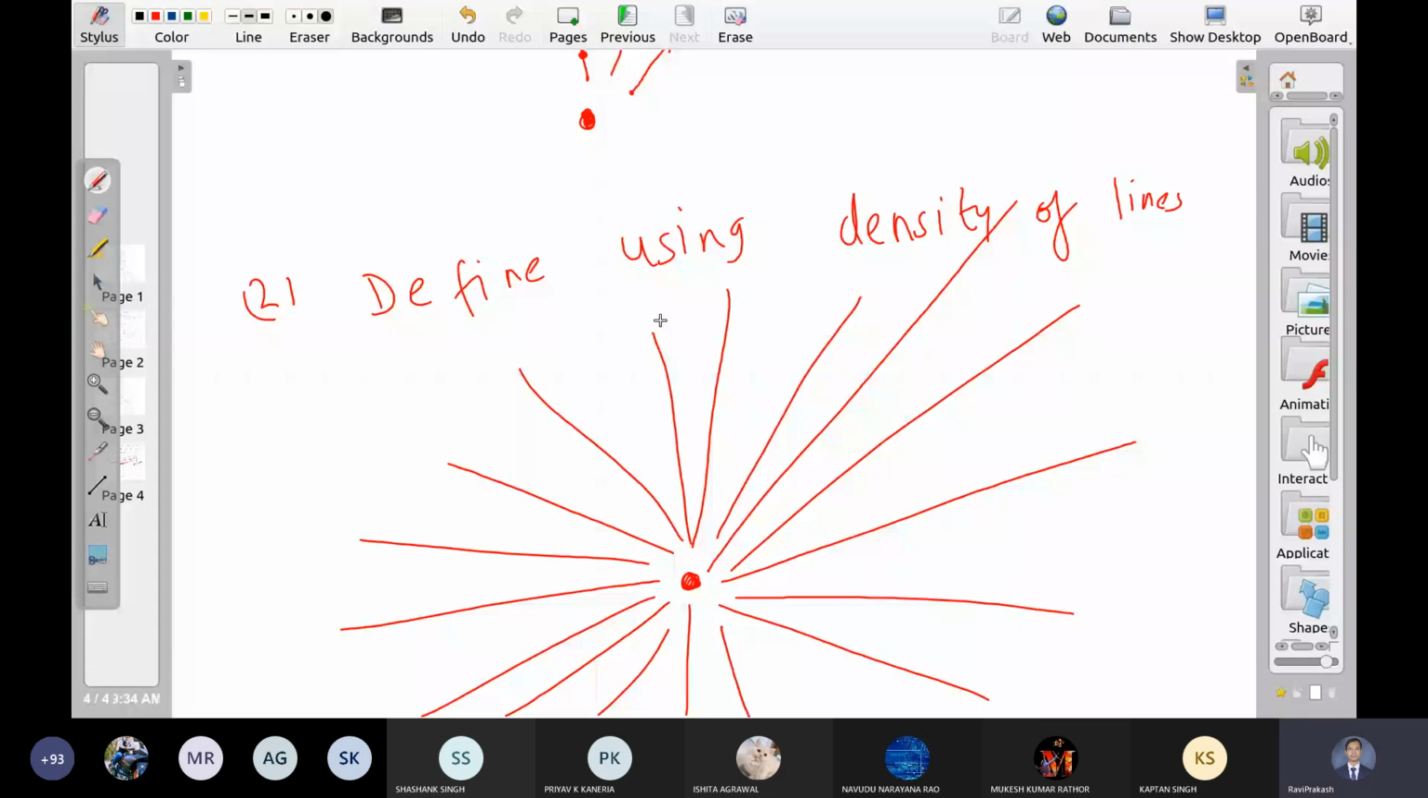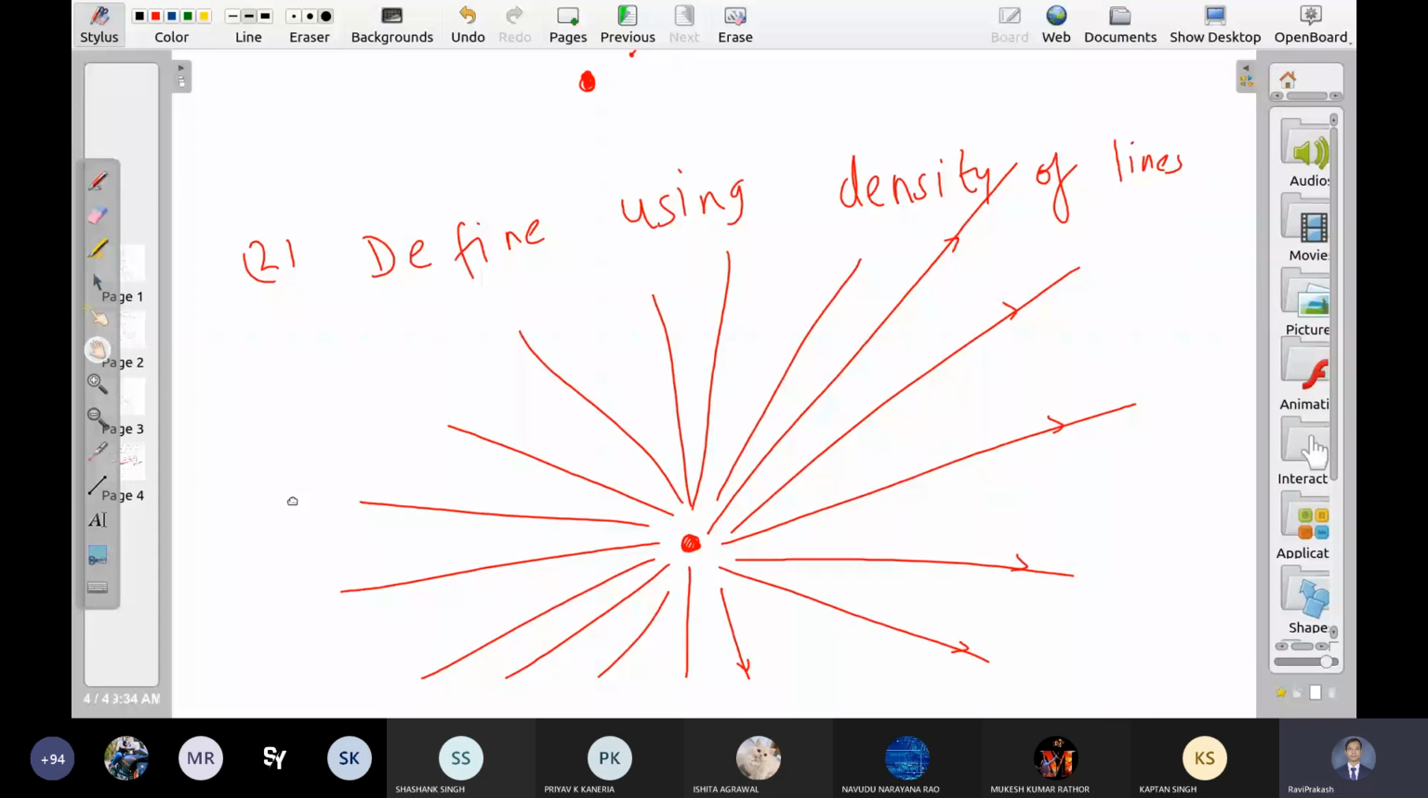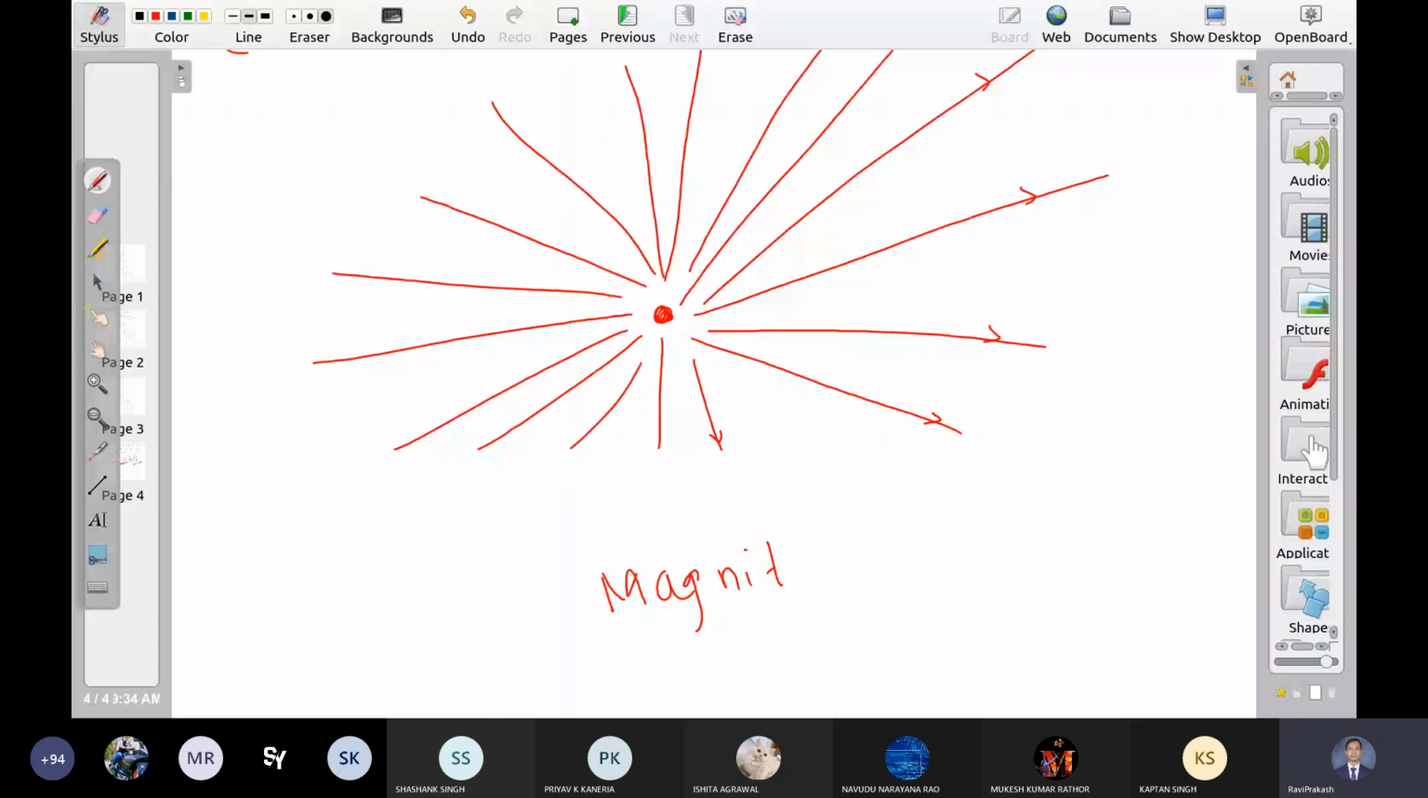What is the magnitude now? Now these are the infinite lines. They are going to infinity. So each line is of infinite length. How do I define magnitude? Density of lines. Direction: shown by arrow. So direction is still shown by the arrows.